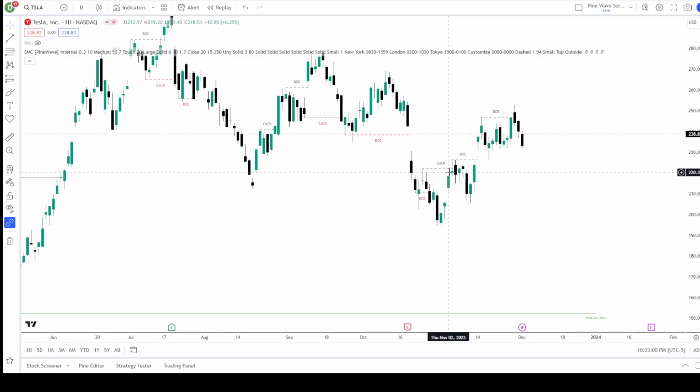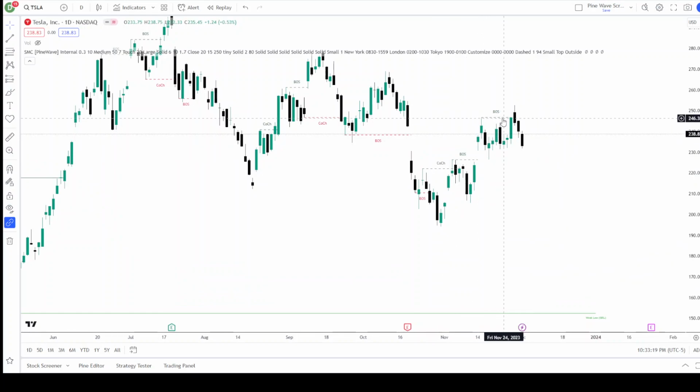Okay, that could have been your confirmation that you would be looking for an entry. Doesn't mean you enter on that change of character, but you're looking for an entry to go long because we've gone from a bearish sell-off to now a bullish move. So bullish change of character, came back down, right? Then we rallied from there.